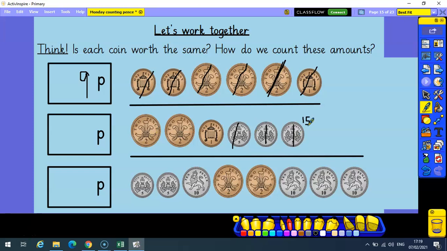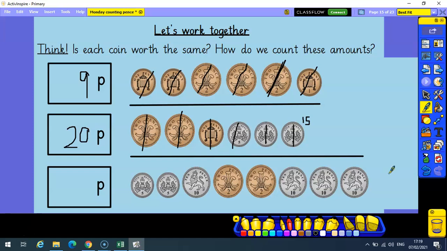But I'm starting at an odd number, so it's going to be a bit tricky, isn't it? So 15, 16, 17, 18, 19, and one more, 20. 20p. Shall I tell you what else I do sometimes?